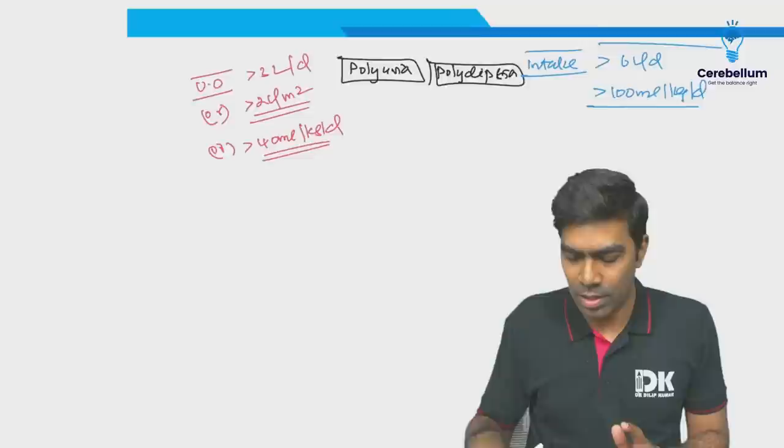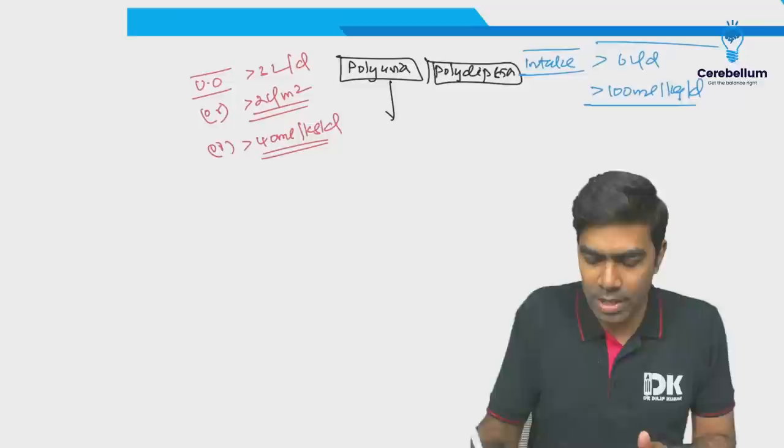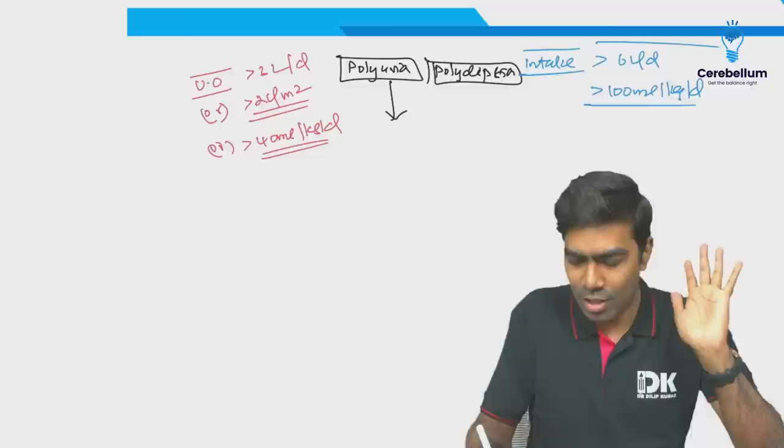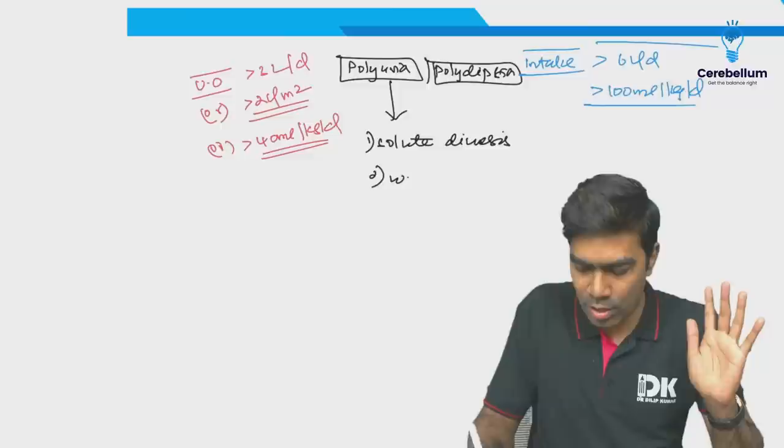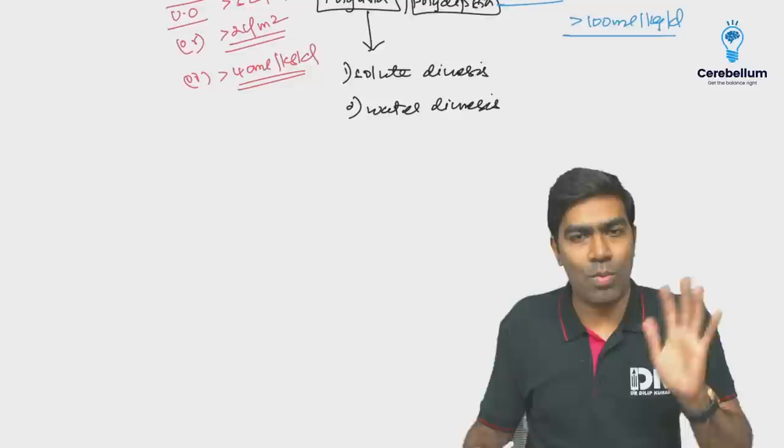So whenever they have polydipsia and especially polyuria, leave about polydipsia. Whenever someone has polyuria, there are only two causes. One, it must be solute diuresis. And second, it must be water diuresis. Solute diuresis and water diuresis.